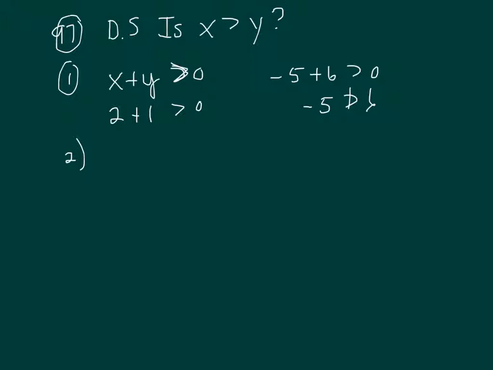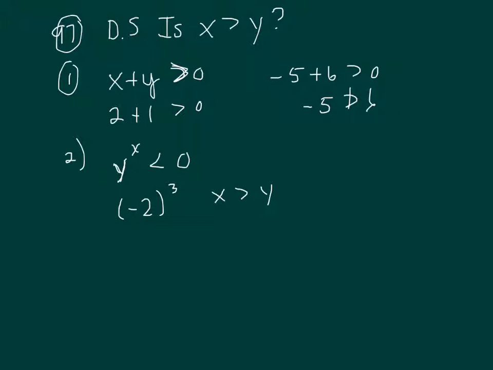Clue 2. y to the x is less than 0. Well, that means it's negative. How can I make this thing negative? A negative exponent doesn't necessarily make it negative. It's going to be determined by our base, this y. So it's not going to work either. Let's look. If we had negative 2 to the third, that's negative 8, which is less than 0. And here x is greater than y because 3 is bigger than negative 2.